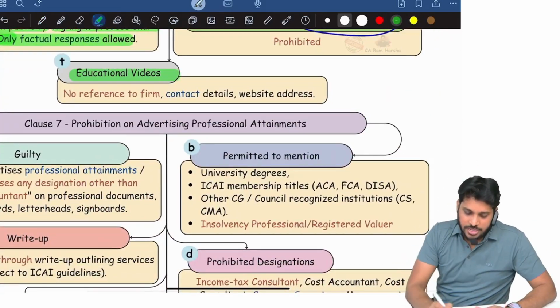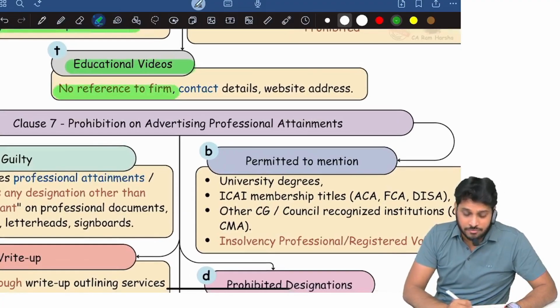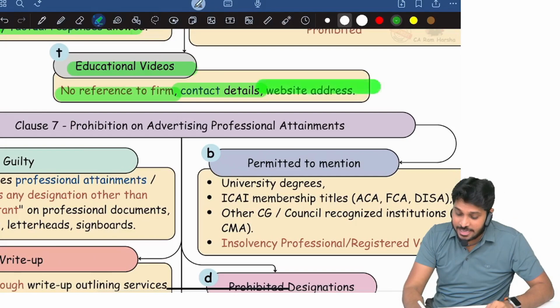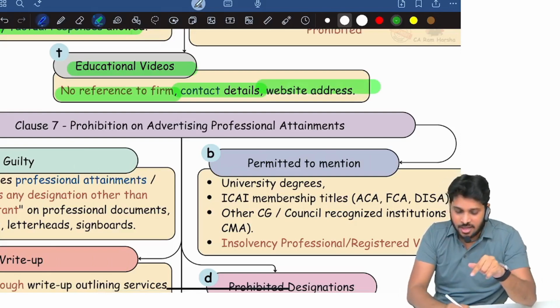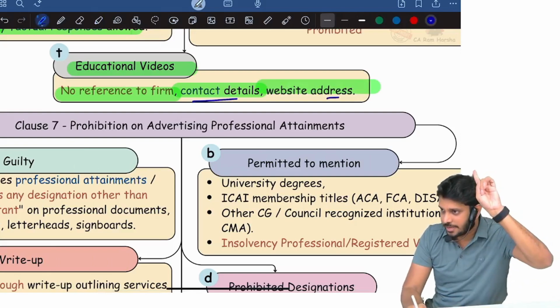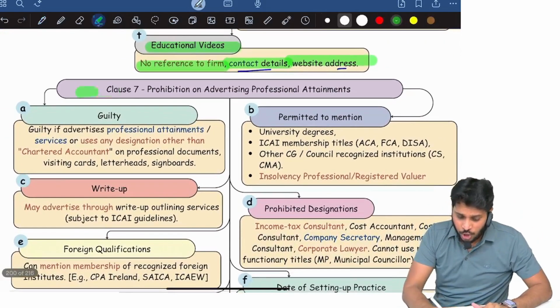Can a CA do educational videos? Yes. You should not refer to the firm name, firm contact details, or firm website address. Here website contact means firm details. Getting it? Next. Clause number 7.